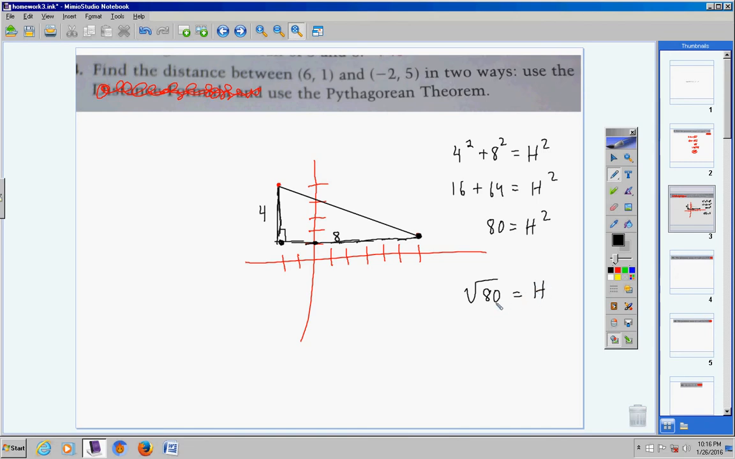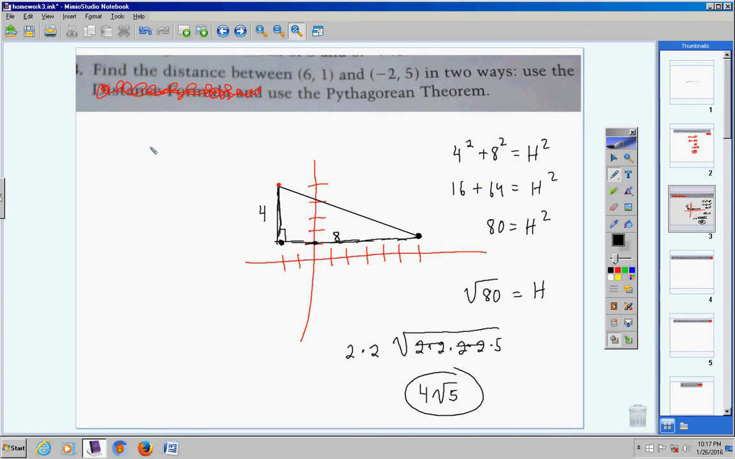Now we can simplify this. If you broke 80 up into prime factors, you would get 2, 2, 2, 2, and 5. It's a square root, so we're looking for sets of 2. Here's a set of 2. Put a 2 outside. Another set. Put a 2 on the outside. 2 times 2 is 4. Square root of 5. So there we go. We found the distance between 2 points using Pythagorean's theorem.